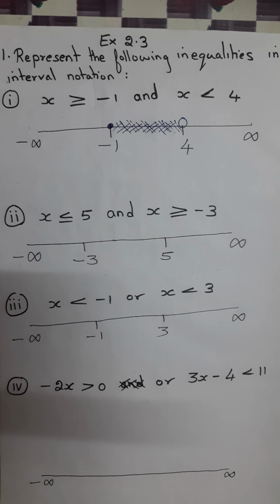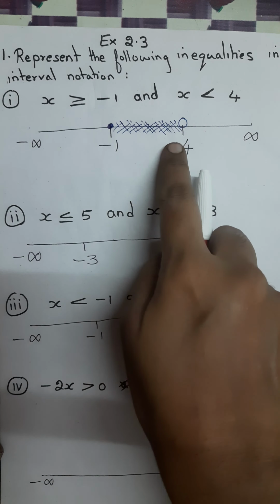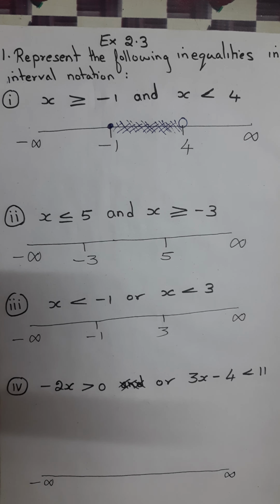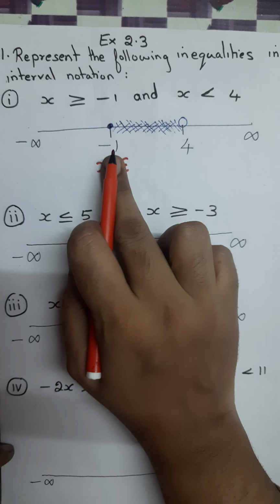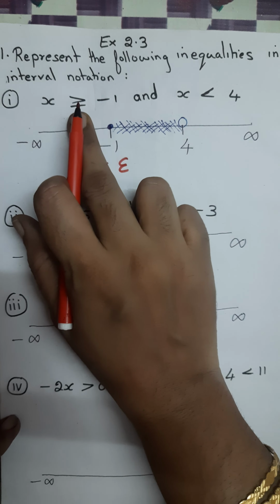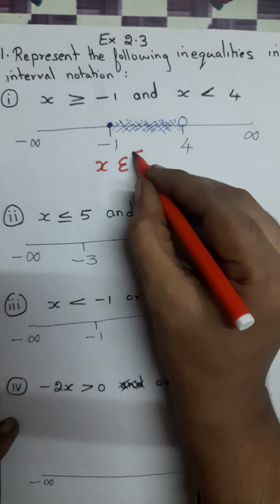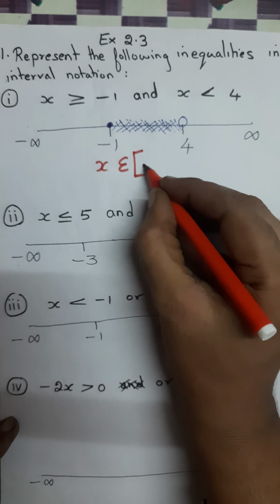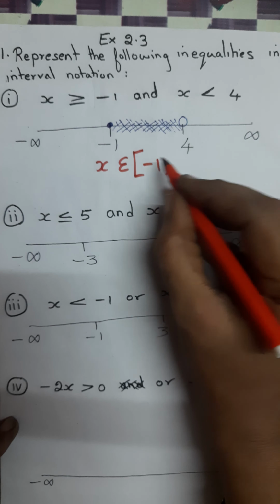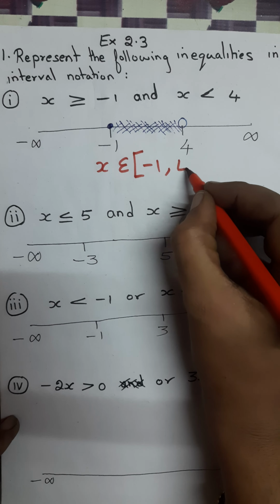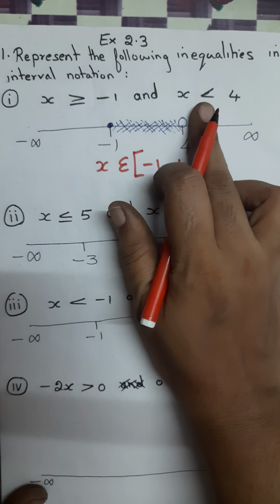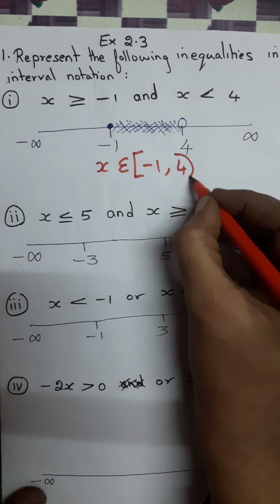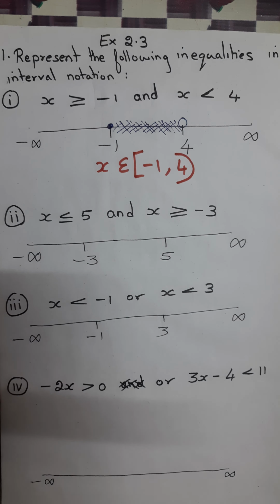So how we have to write it in interval notation is by seeing this diagram. The shaded portion is our answer. So how I should write the answer is: x belongs to, since minus 1 is included, since I have the equal to symbol here, closed interval minus 1 comma, all the numbers between minus 1 and 4. So minus 1 comma 4. 4 is not included because I do not have an equal to sign here, so it should be open interval there.